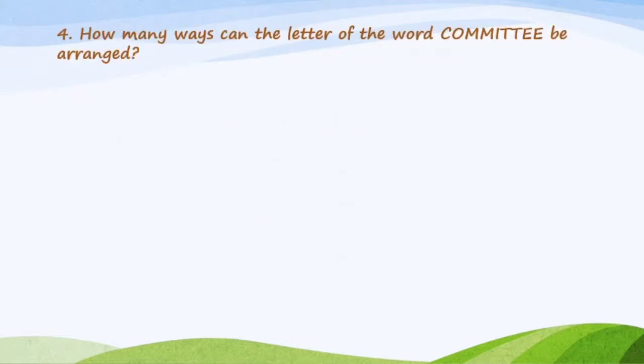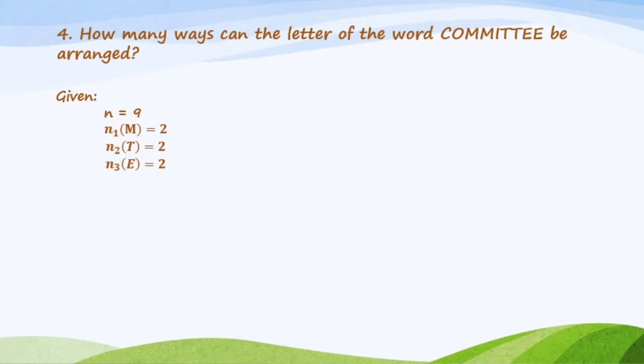Number 4. How many ways can the letters of the word COMMITTEE be arranged? The problem is an example of distinguishable permutation, meaning having the same objects. So we use the formula of distinguishable permutation. The word COMMITTEE has 9 letters, so our n is equal to 9. Then let us determine the alike objects or letters.